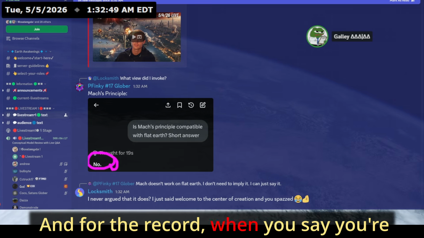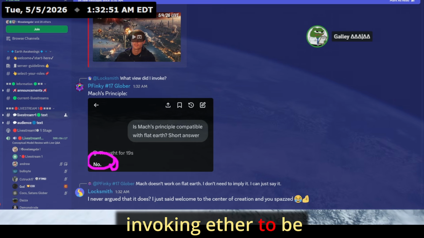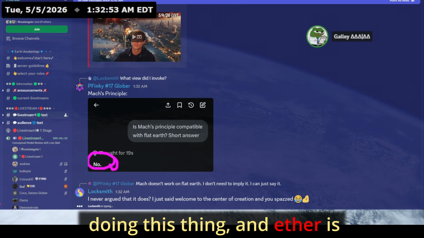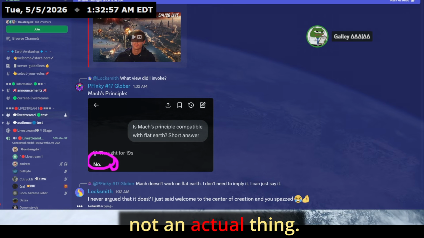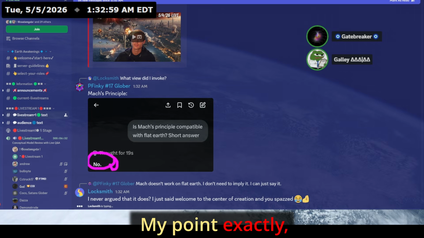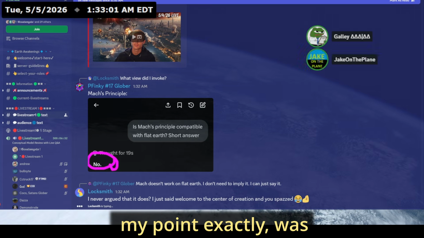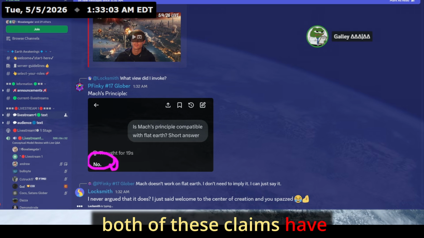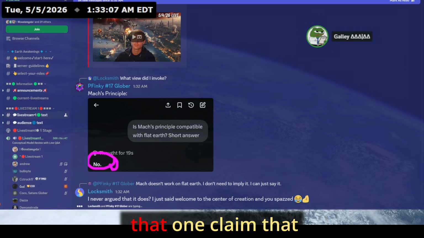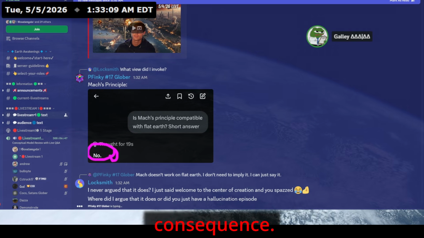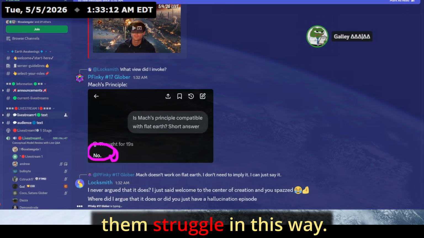And for the record, when you say you're invoking ether to be doing this thing, and ether is not an actual thing, Earth rotation is not an actual thing. My point exactly was both of these claims have the same issue and they're non-exclusive. Then you're like, oh, you're invoking that one claim that you said is affirming the consequent. No, I'm not. I'm saying both of them struggle in this way.